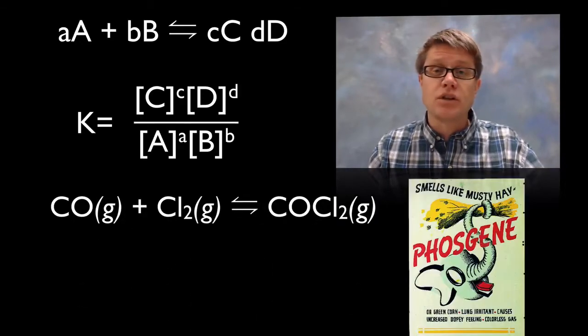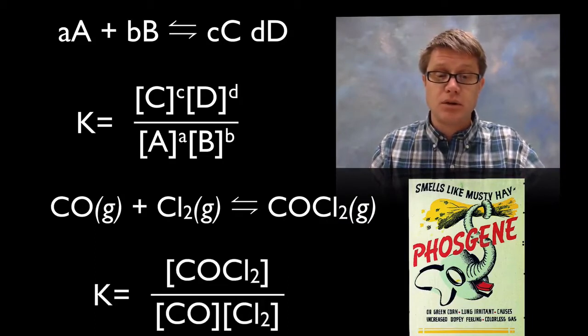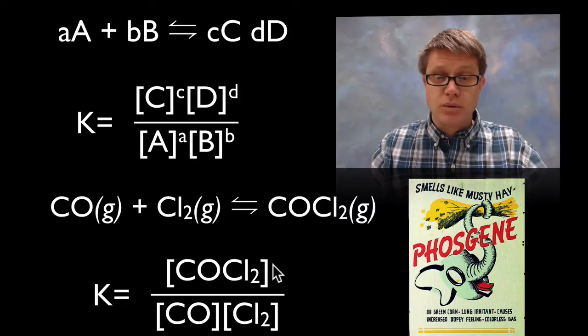Now, if I were to give you that reversible phosgene reaction, could you write the equilibrium constant for that? What's our K value going to be equal to? It's simply going to equal this. Each of these is raised to the 1 power because we have only 1 mole of each of these. So this would be our K value.